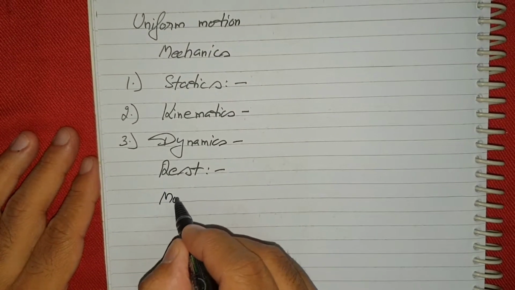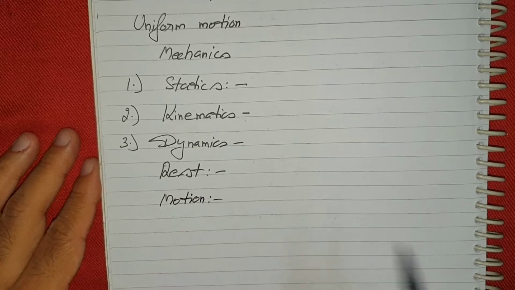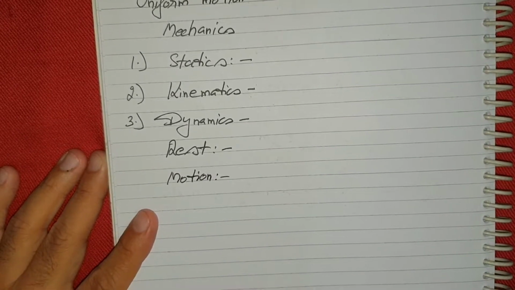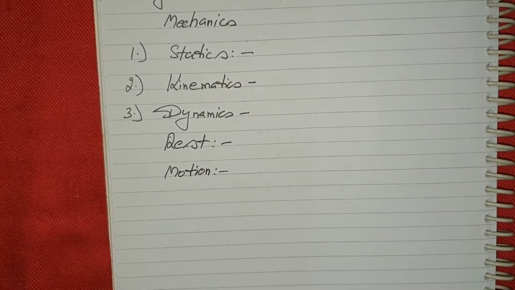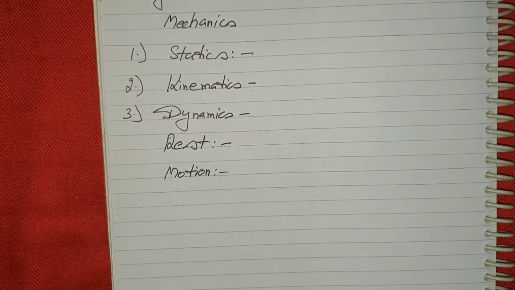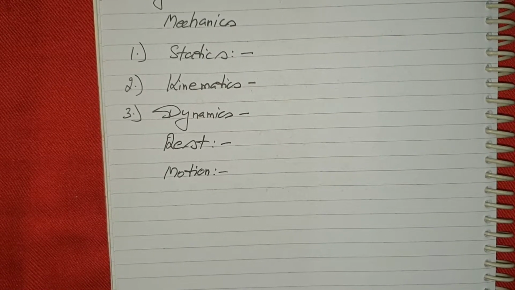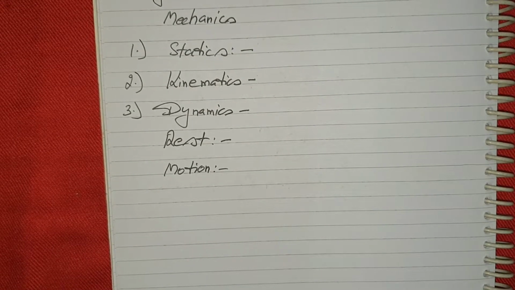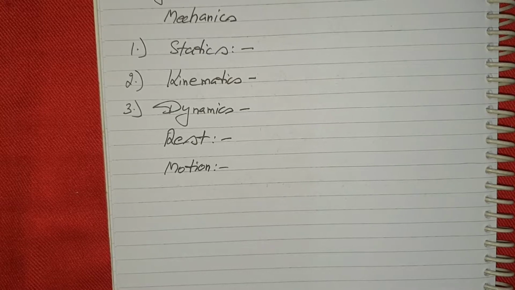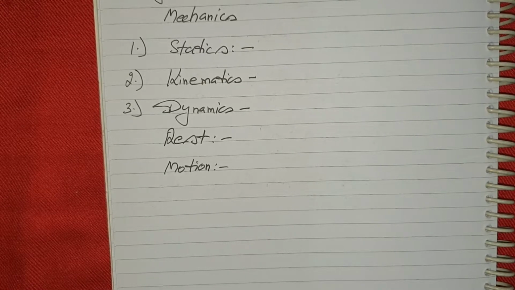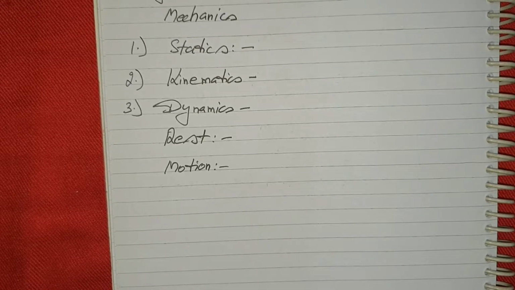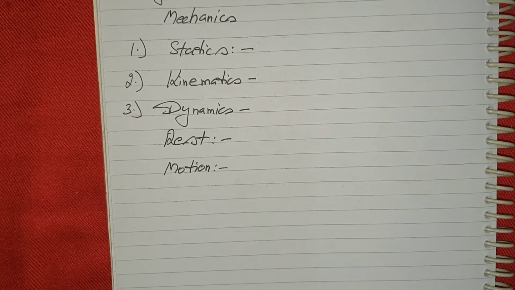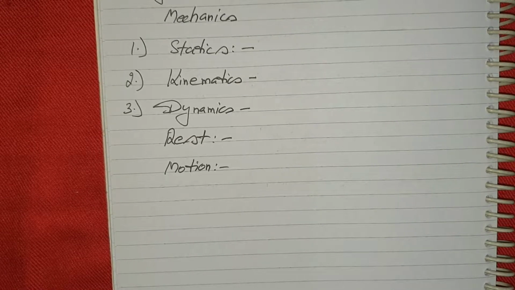Then comes the motion. Now, again, motion is what? An object is said to be in motion if it changes its position with time with respect to the surrounding. There are many examples of motion, like a moving train, a car which is moving, a running kid, a running man, a man walking on the road. These are examples of rest and motion.